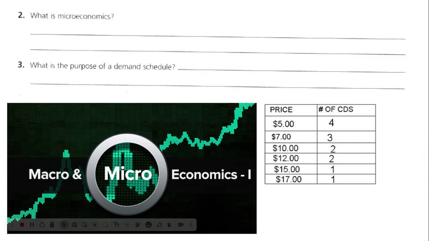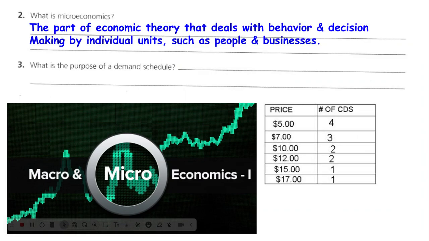So, what is microeconomics? Microeconomics is the economic theory that deals with the behavior and decision making by individual units such as people and businesses. So there really are two areas of economics. There's the micro and the macro. Macro looks at the big picture. It's looking at maybe an entire nation and their demand for a product. But in micro, we're looking at one firm or one individual.